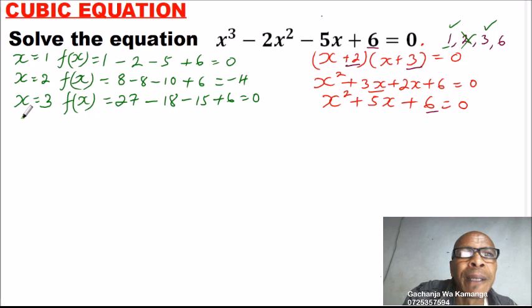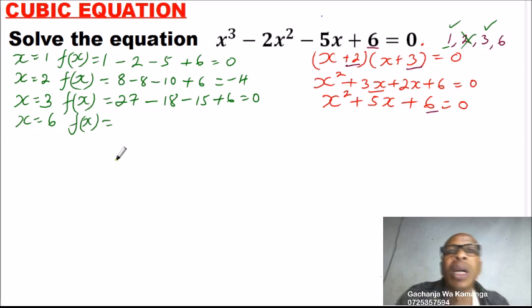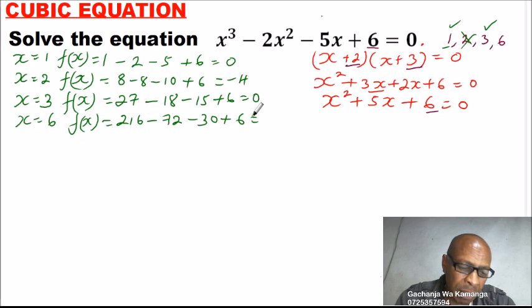What about when x is equal to 6? Our function f(x) is equal to, you can use your calculator. This is the recommended calculator. So 6 cubed gives us 216, minus 6 squared is 36 times 2, that is 72. 6 multiplied by minus 5 is minus 30. And then we have plus 6. So we say 216 minus 72 minus 30 plus 6, and that gives me 120.